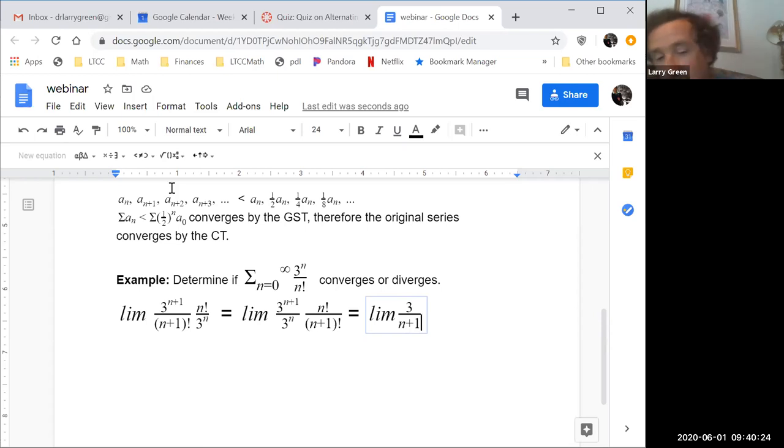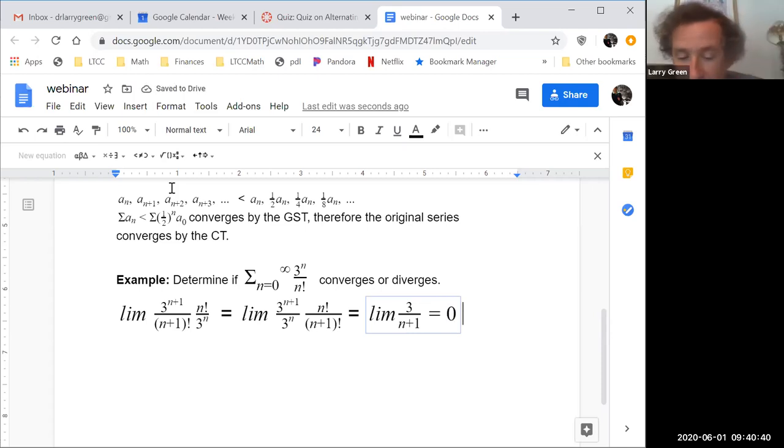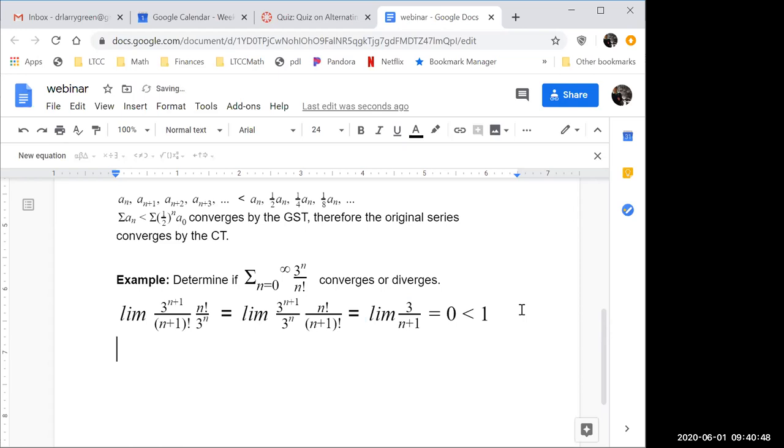Okay, now as always, algebra is hard, calculus is easy. So what is the limit? Now let's do the calculus. As n goes to infinity of 3 over n plus 1. 0. That's 0. And the important thing about 0 is definitely less than 1. You better all know that. So what's the conclusion? By the ratio test.